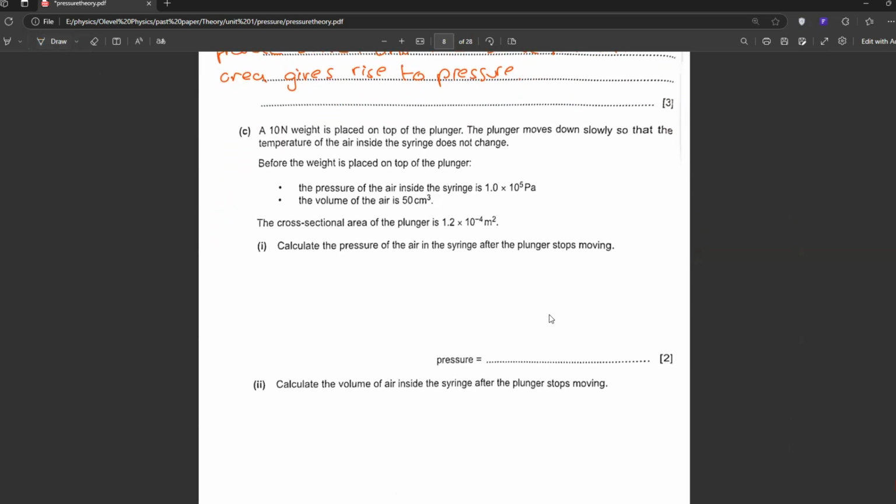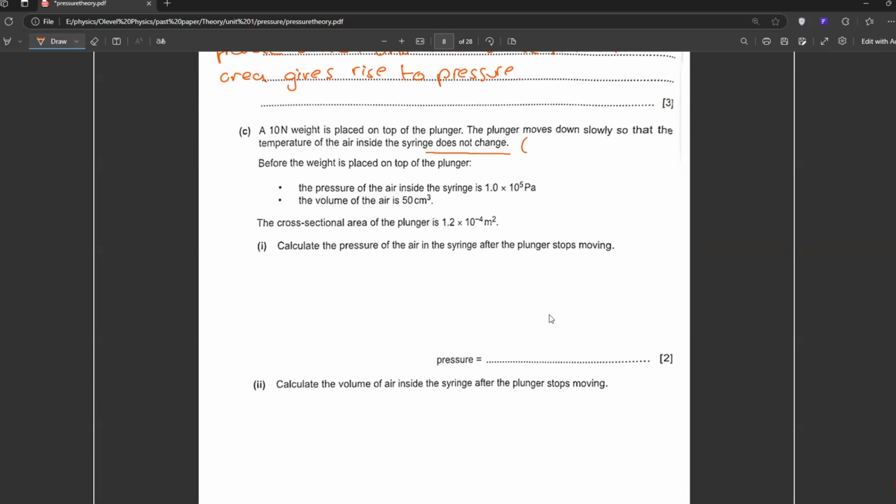Let's further move ahead. A 10 Newton weight is applied on the top of a plunger. The plunger moves down slowly so that the temperature of the air inside the syringe does not change. If the temperature is not changing, which type of law is this? Boyle's law. Before the weight is placed on the top of the plunger, the pressure of the air inside the syringe is this, the volume is this. The cross sectional area of the plunger is this. Calculate the pressure of the air in the syringe after the plunger stops moving.